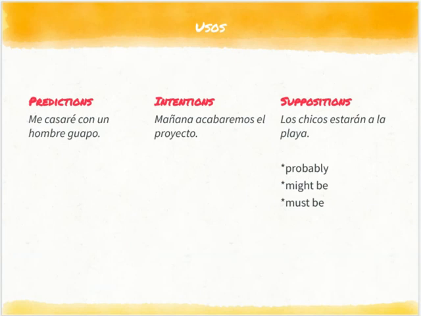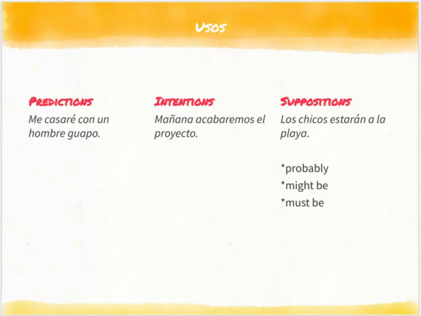Intentions. Acabaremos, we will finish, el proyecto. So tomorrow we will finish the project. It's something that we're hoping is going to happen. We think that it will happen, but in the end, there could be something that prevents us from finishing the project. But at least the intention is to go meet up tomorrow and to finish this project.